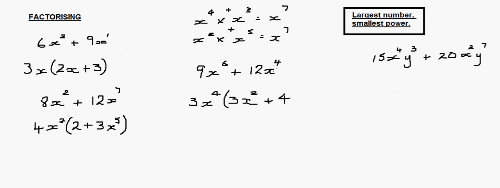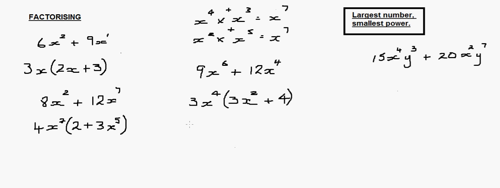and x to the 4 is already there, because this is why we take the smallest power, because this will happen anyway. So 4 times 3 x to the 4 will give me 12 x to the 4. So x to the 4 will happen anyway. So I can close the bracket. I'm hoping that you're starting to see the pattern that's occurring.